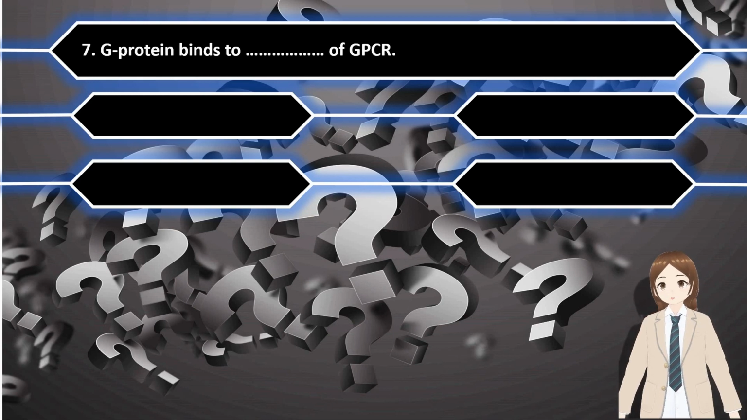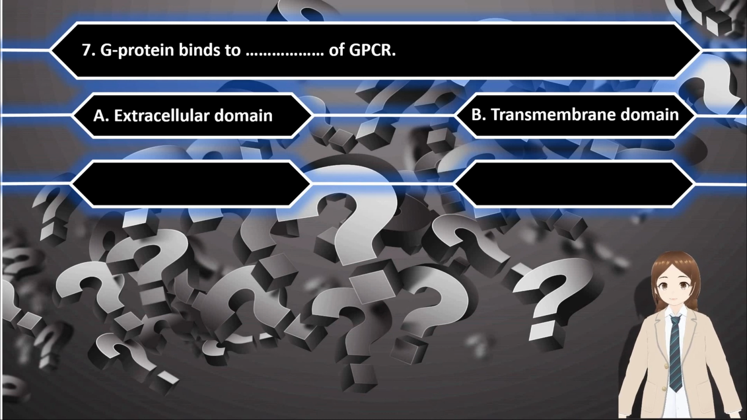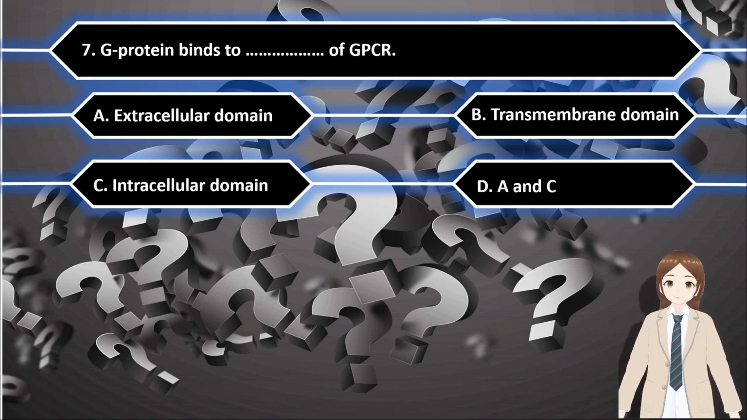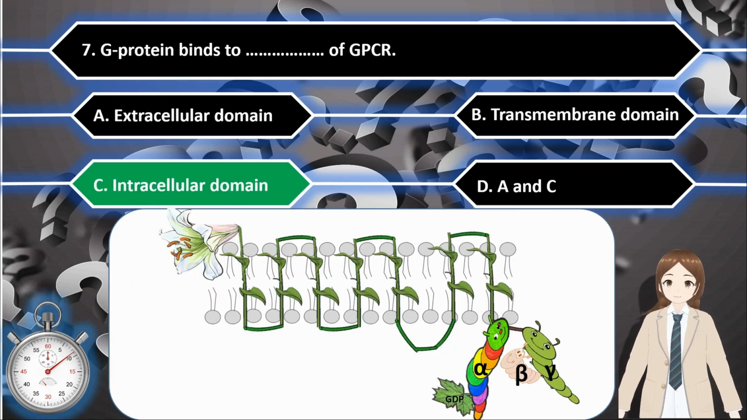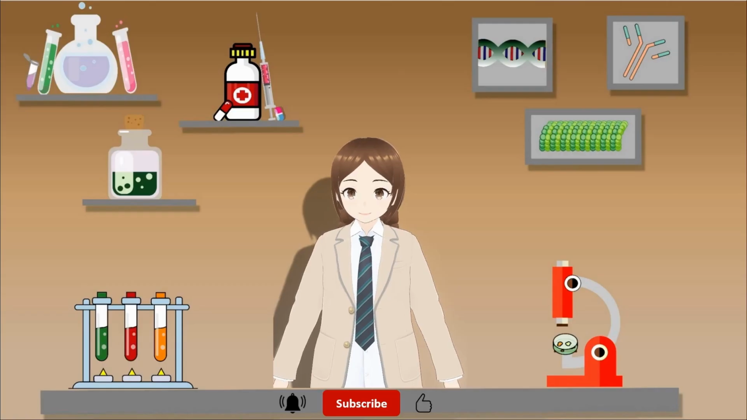Question number 7. G protein binds to what part of GPCR? A. Extracellular domain, B. Transmembrane domain, C. Intracellular domain, and D. A and C. You have 10 seconds. Time is over. The correct answer is C. Intracellular domain.